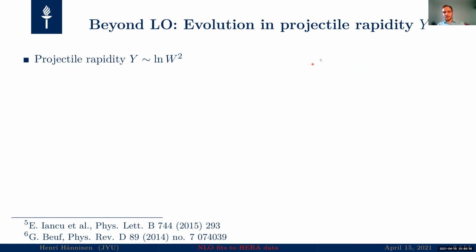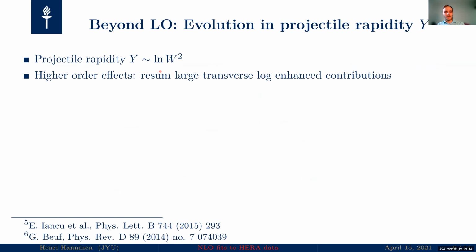So then let's discuss the enhanced BK equations. First, in the projectile momentum fraction picture, where the evolution rapidity y is related to the CMS energy in the scattering. And in order to get these BK equations approximating the NLO BK, one uses resummation techniques to capture these important higher order effects that are manifested as these large transverse logs going to higher orders.